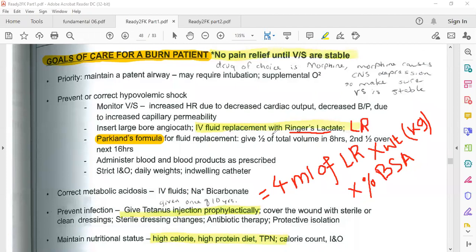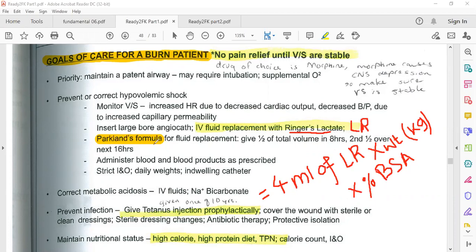So what is the formula we use to determine fluid replacement for the first 24 hours? The formula is called the Parkland formula. The Parkland formula for fluid replacement says to give half of the total volume in the first 8 hours and the second half of the fluid over the next 16 hours. We have to follow these rules.